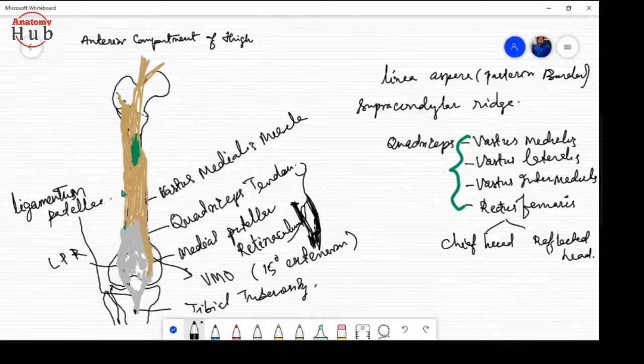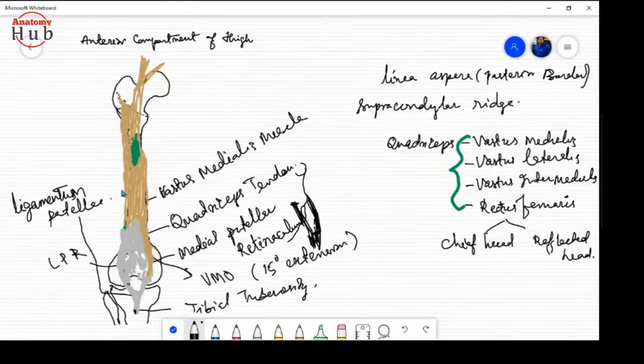Here we have seen that the vastus intermedius, vastus lateralis, vastus medialis, and rectus femoris — all these four muscles — we have learned about the origin and the insertion. The insertion is the base of the patella and the medial patellar retinaculum, in the form of your quadriceps tendon.